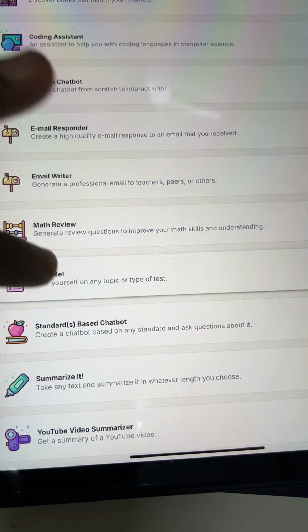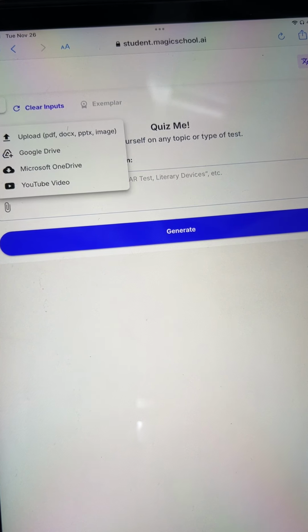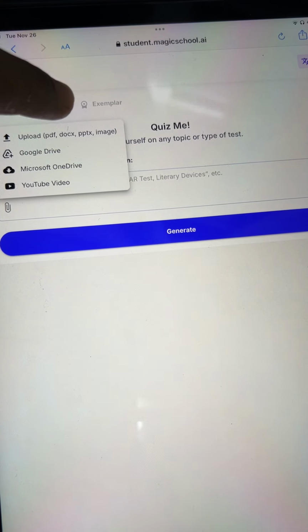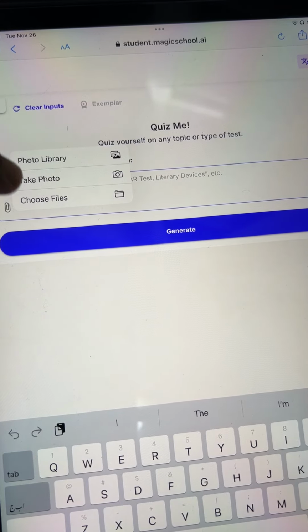I'm just using Quiz Me. So you just have to see this one. What are you using it for? For example, the SAT, your IGCSE, or your paper. If you click on attachments, you can upload files: PDF, docx, pptx, or images. If you have an online link, even a YouTube video, it can work there. So I'm going to upload some of the files. I have many files there.